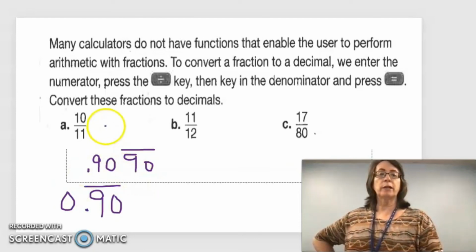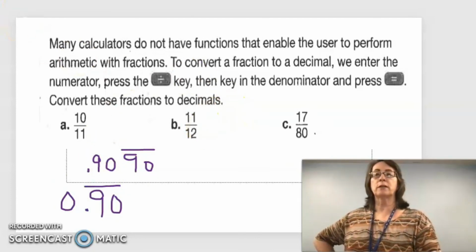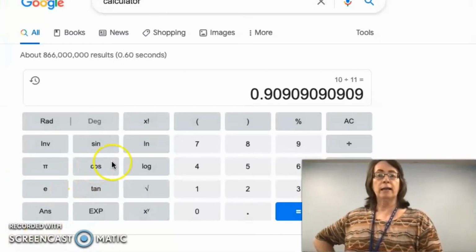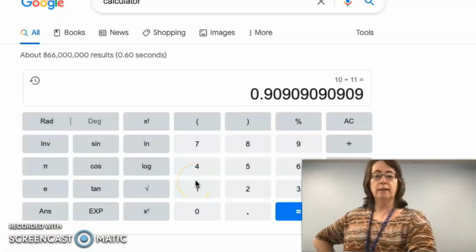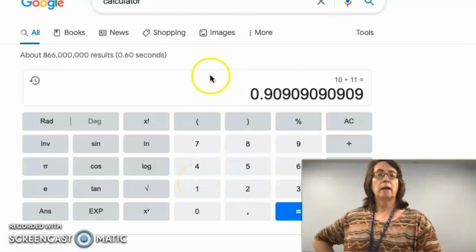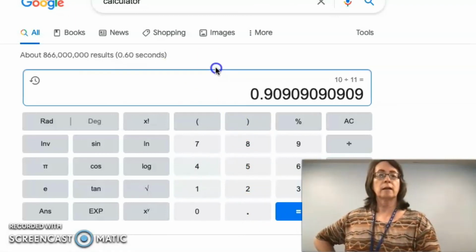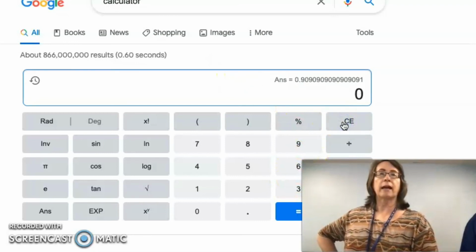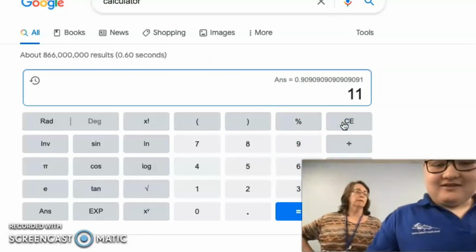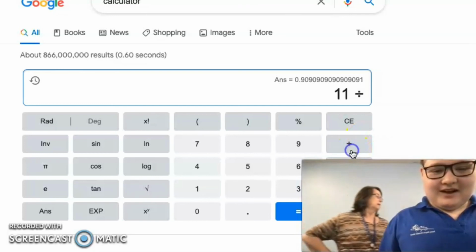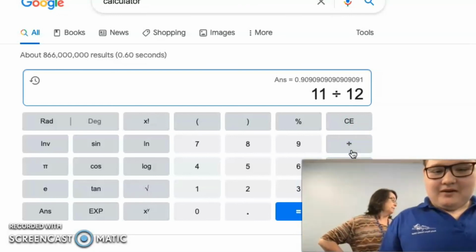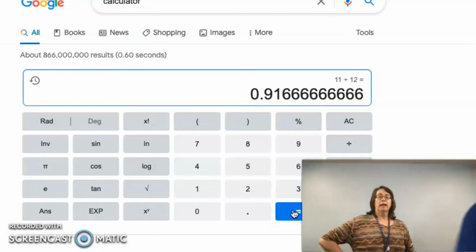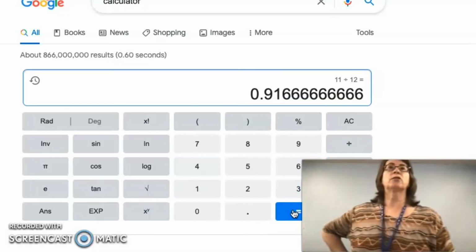Now we're going to do 11/12. So let's get rid of that, and we're going to do 11. Use tech support again. Please use that support. There you go. 11 divided by 12, equals. 11 by 12.